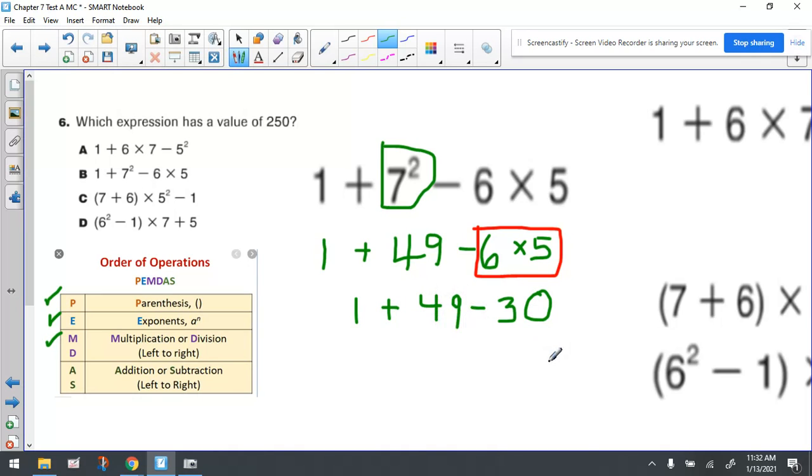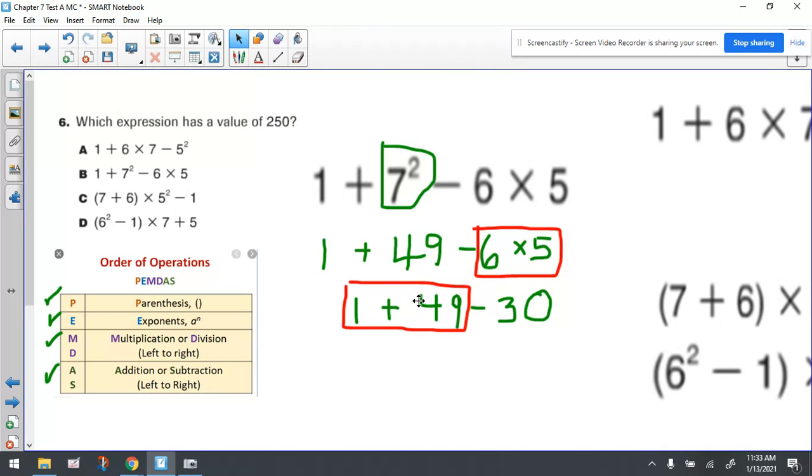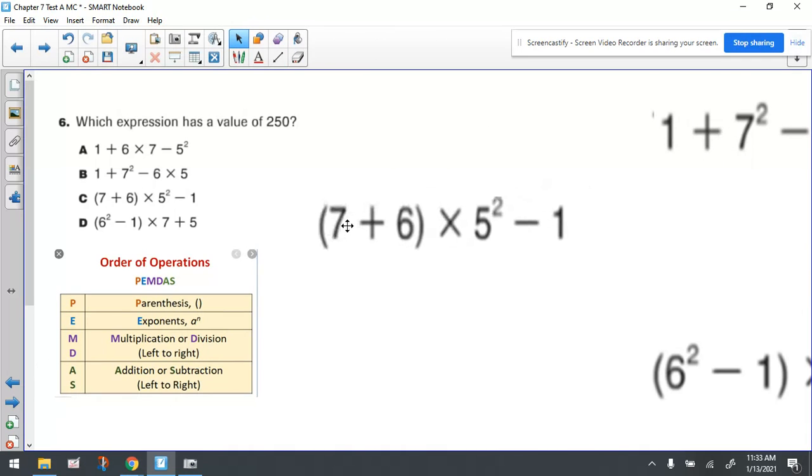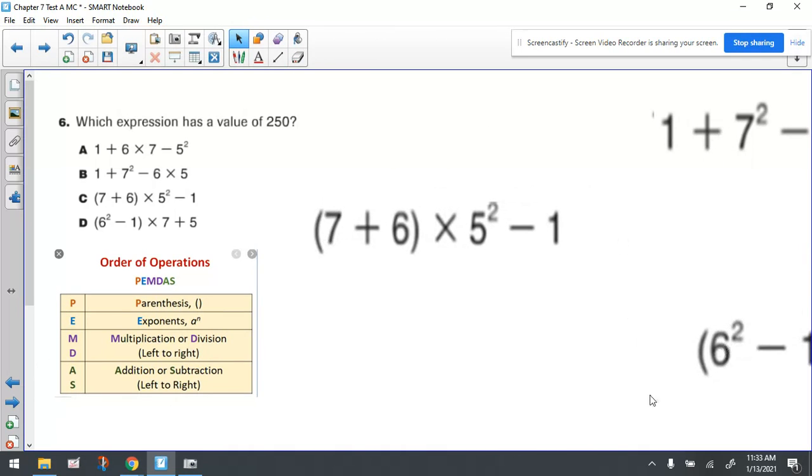All right, and then you're going to finish up with the add and subtract. So the next thing you're going to do is this plus this. Get the 50, and if you do 50 minus 30, it's my hope that you see that we're not going to get 250. So it doesn't look like we're going to pick choice B. So now let's look at choice C. Put that away, and now let's look at choice C, which is right here.